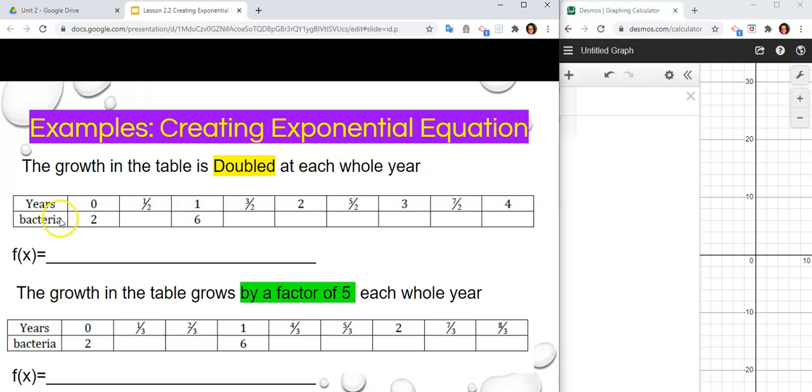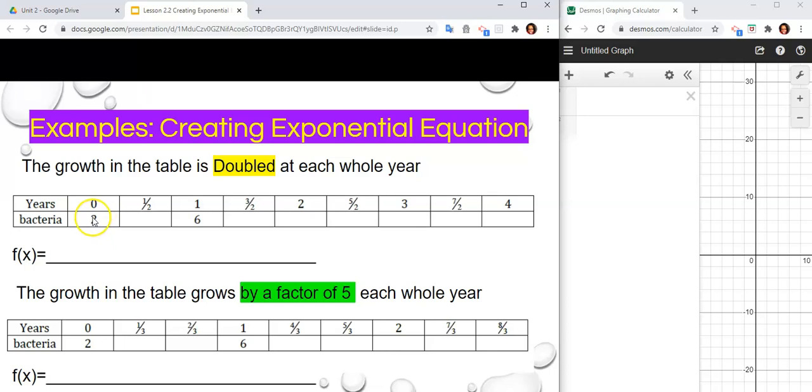So, first of all, this table is talking about years. So I got 0 years, I got a half a year, I got 1 year, I got 1.5 years, I got 2 years, I got 2.5, I got 3 years, and so forth and so on, all the way till we get to 4 whole years. Now, this is telling us the amount of bacteria that I have. Okay, so we can imagine, maybe, bacteria on a kitchen surface or something like that.